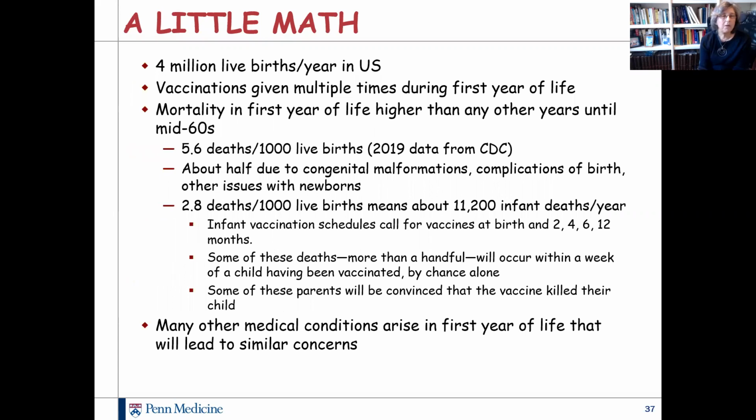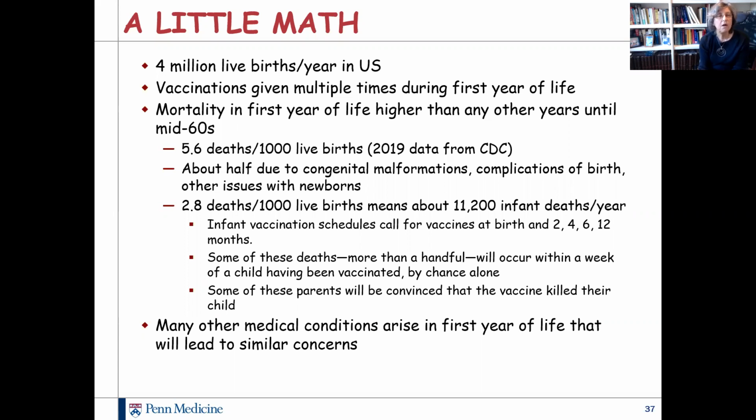So you have to think about the math here. 4 million live births a year in the US, vaccinations given multiple times during the first year of life. Mortality in the first year of life is higher than in any other years until you get to the mid-60s. 5.6 deaths per 1,000 live births. That's data from CDC from 2019.